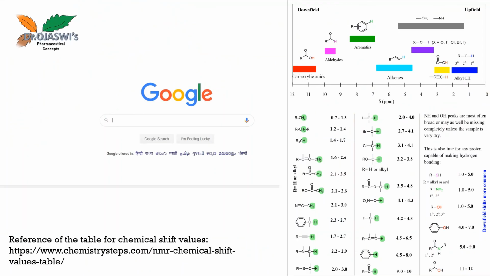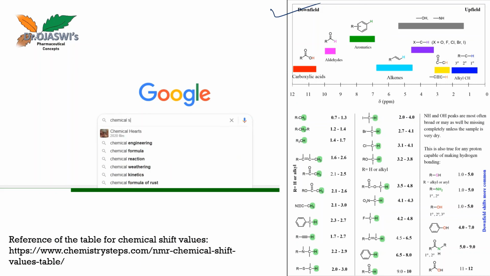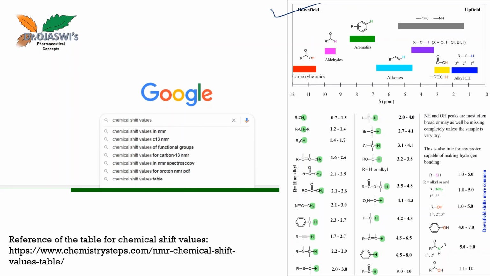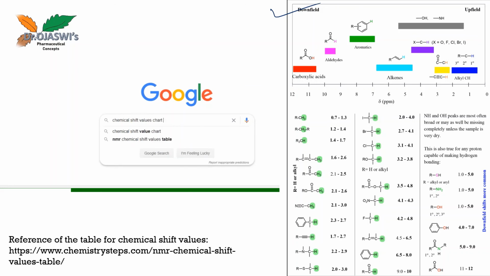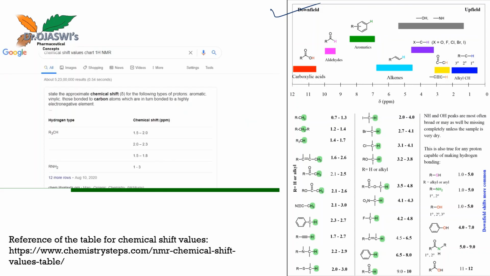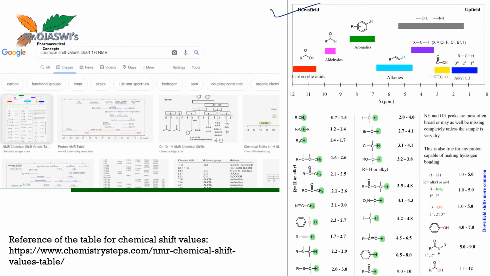This slide I have purposely kept, to show where you will get such a chart for the 1H-NMR chemical shift values. If you Google chemical shift values for 1H-NMR, you have to specify 1H-NMR, because otherwise for C13-NMR a different chart is there. Any chart which is available on the internet, all charts give similar ranges, and it is a range, it is not a fixed value. So any chart you can select. I have taken the chart from this particular site.